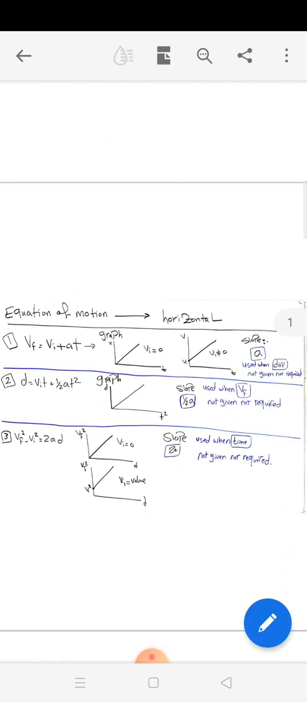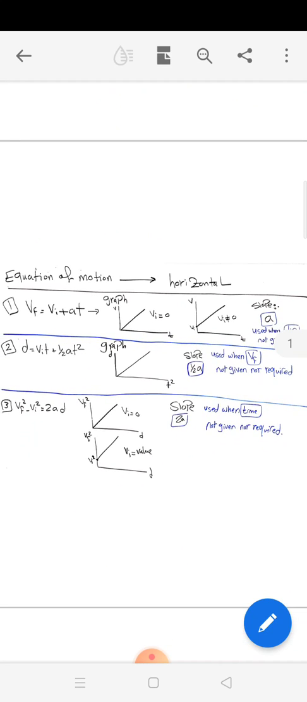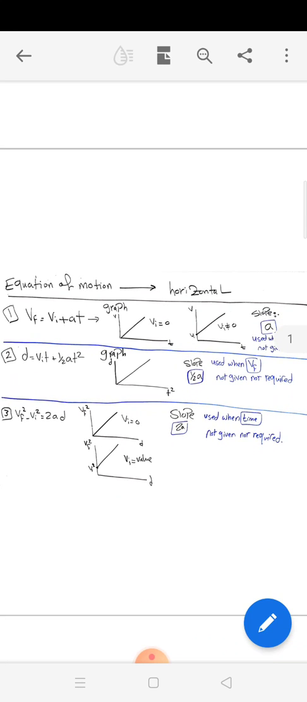You have to know that the equations of motion in the horizontal phase have a graphical representation. So the first equation will have a graph between velocity and time, and it starts from the origin if the v initial, or the starting velocity, is 0, but it will start from a value on the y-axis if v initial does not equal 0. We know that the slope is the coefficient of the x-axis, and here in this graph the x-axis is time, so the coefficient of the x-axis is acceleration. This equation is used when displacement is not given or not required.